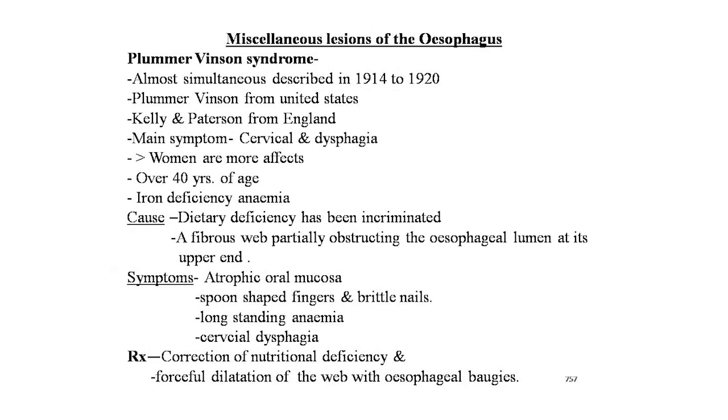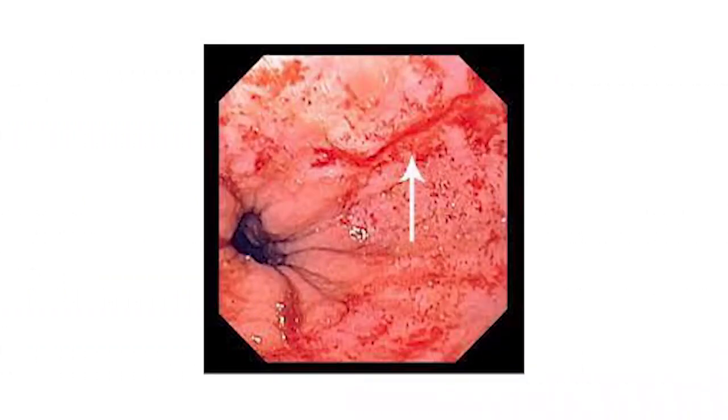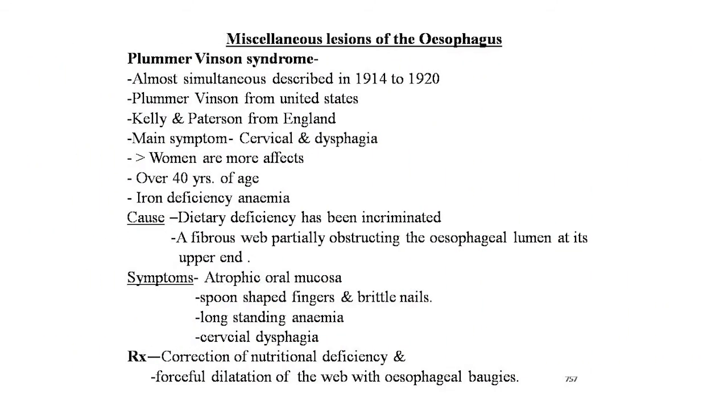Next abnormality of esophagus: there are miscellaneous lesions of esophagus like Plummer-Vinson syndrome. What is the Plummer-Vinson syndrome? Almost simultaneously described in 1914 to 1920 by Plummer and Vinson from United States, and Kelly and Paterson from England. These researchers first described this syndrome.